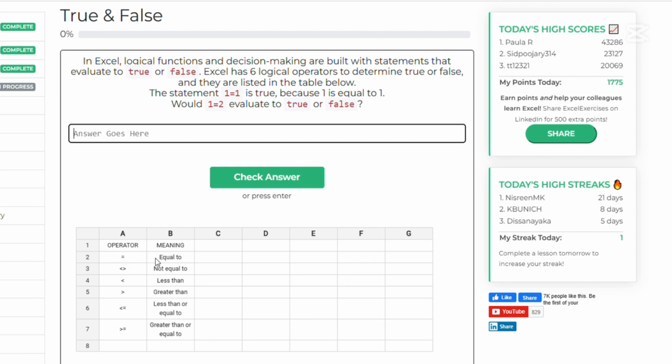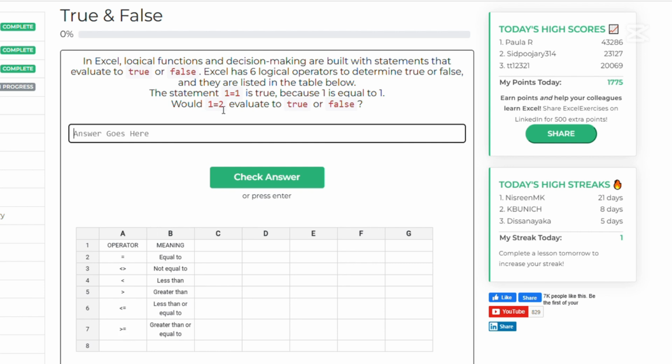Operators, equal sign is equal to, the meaning of it is equal to. Operator, this one is not equal to. Operator, this one is less than. This one is greater than. This one is less than or equal to. And this one is greater than or equal to.